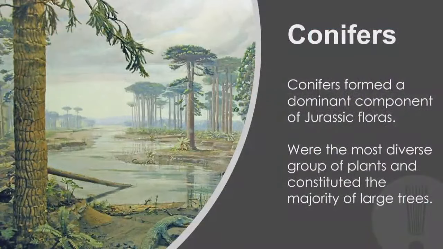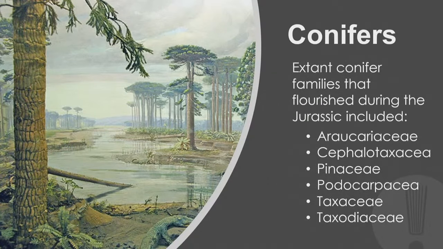Conifers were the dominant component of the Jurassic flora. Most diverse group of plants and constitute the majority of large trees, so starting to replace those cycads. And we start to see some modern day conifer families. You might recognize some of these, like the Pinaceae, those are our pine trees that we have around here. Taxodiaceae, these are like our bald cypress trees that we have.